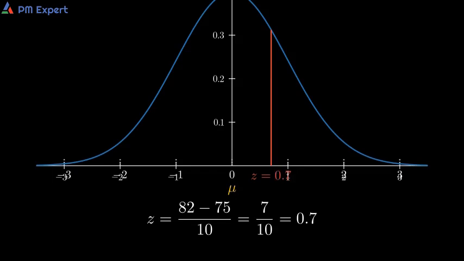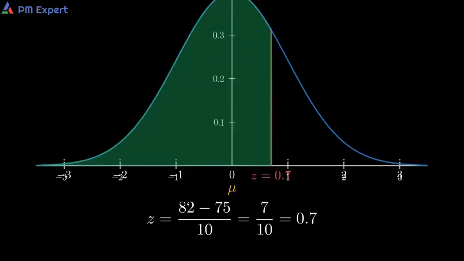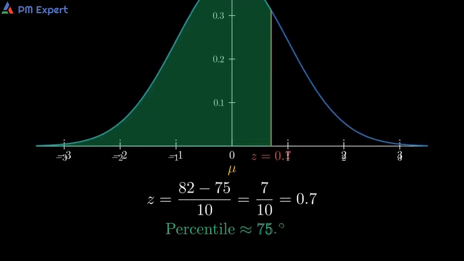The percentile is the area to the left of z. Using the normal CDF, the percentile is about 75.8%. That means you scored higher than about 76% of the population.